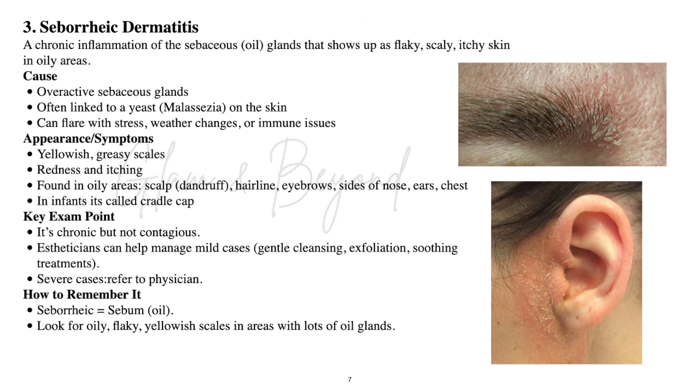Well, it can be yellowish or greasy scales, redness and itching, found in oily areas such as the scalp, hairline, eyebrows, sides of the nose, ears, chest. In infants, it is called cradle cap. Key exam points would be that seborrheic dermatitis is chronic but is not contagious.